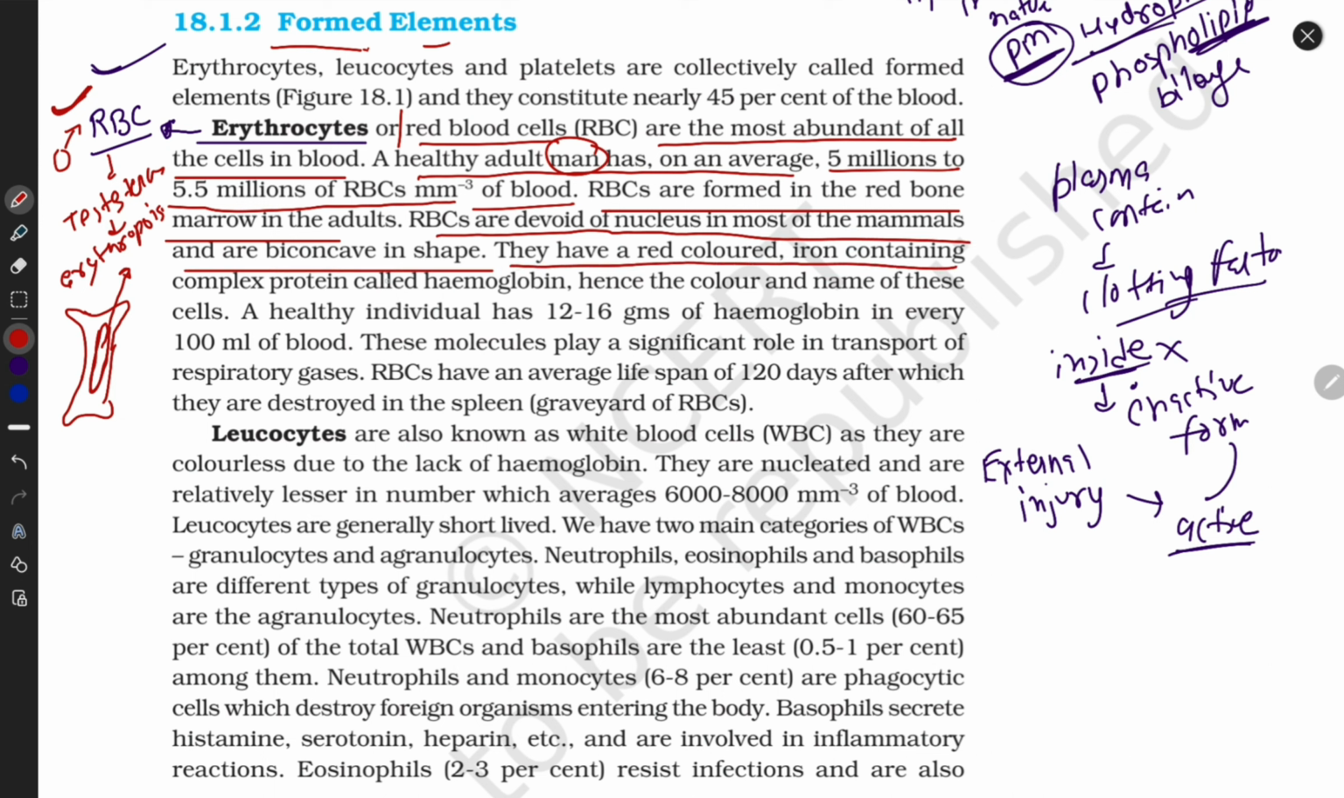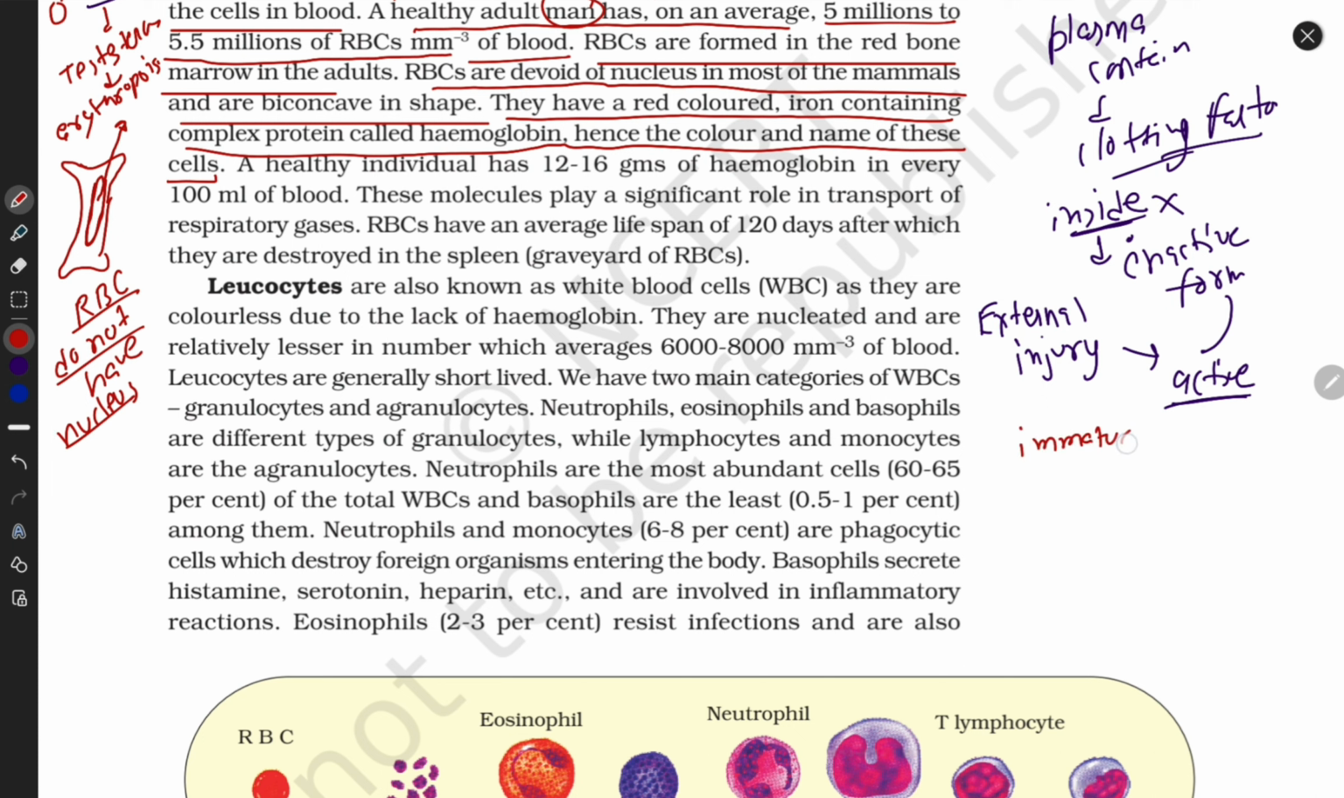RBC don't have any nucleus. Why? At the starting age, in the immature stage, they have a nucleus. But after development, after maturation, they remove their nucleus. Why? Because then they can contain more oxygen molecules, so they can easily bind with oxygen.